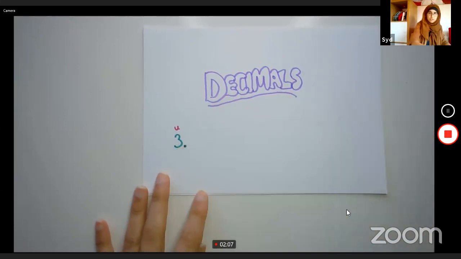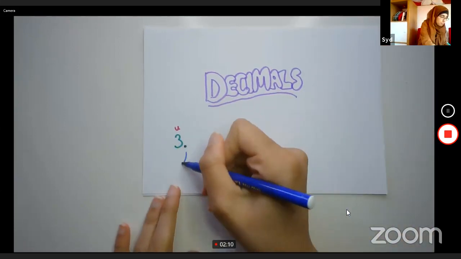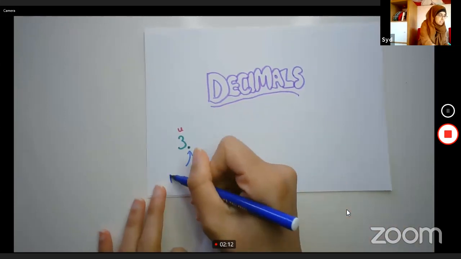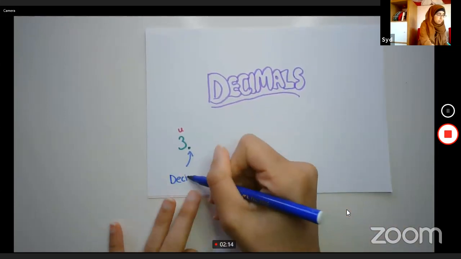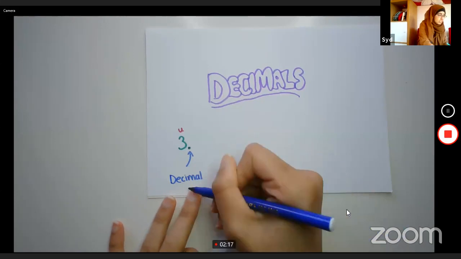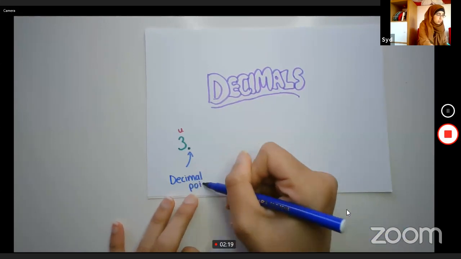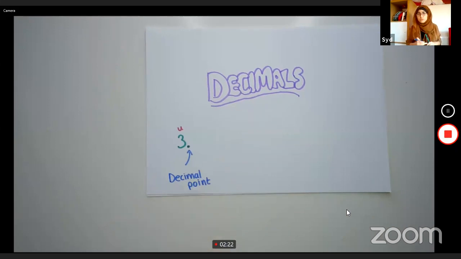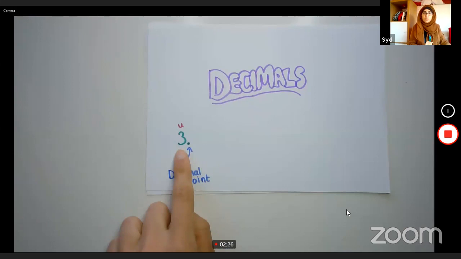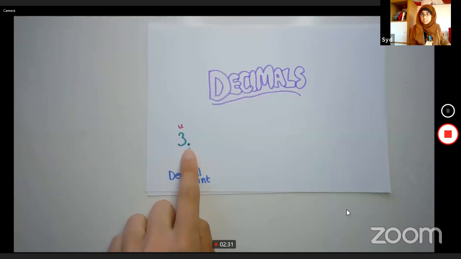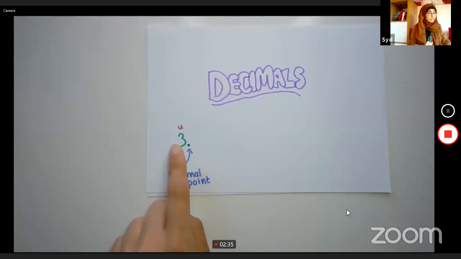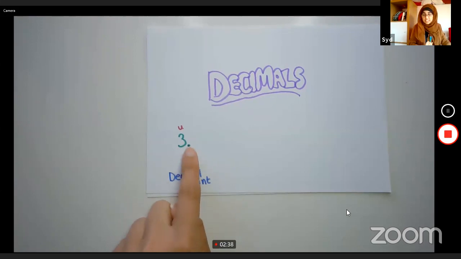Let me do this in a blue color. We're going to draw an arrow and say decimal point. That's basically what it is. It's like a full stop for a number. In a sentence, a full stop goes at the end of the sentence. In a number, the decimal point goes after the units, not at the end of the number. You've got a unit here, and because mathematicians are lazy, they don't always put the decimal point there.